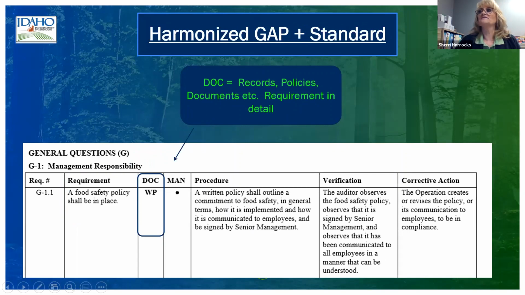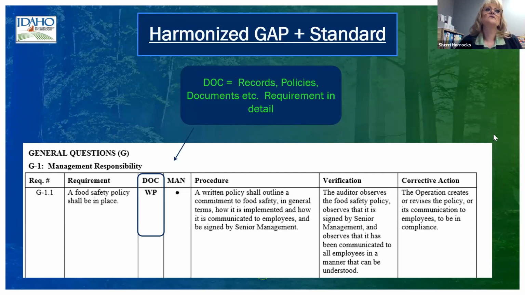The next column is the document. What type of record am I looking for? WP means it would be a written policy or a written procedure. If there was an R in that document, I'd be looking for a record. So those are the types of assessments, to verify what type of document or record I need to get compliance to the question. Next slide.